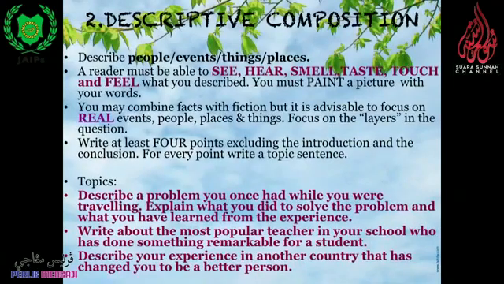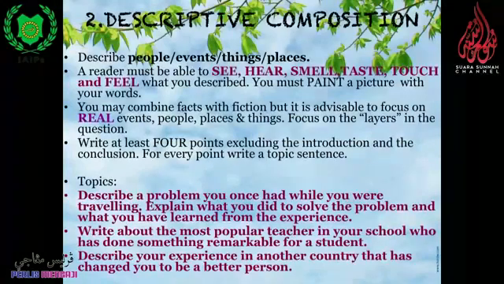Describe people, events, things, and places. A reader must be able to see, hear, smell, taste, touch, and feel what you described. You must paint a picture with your words. You may combine facts with fiction, but it is advisable to focus on real events, people, places, and things.